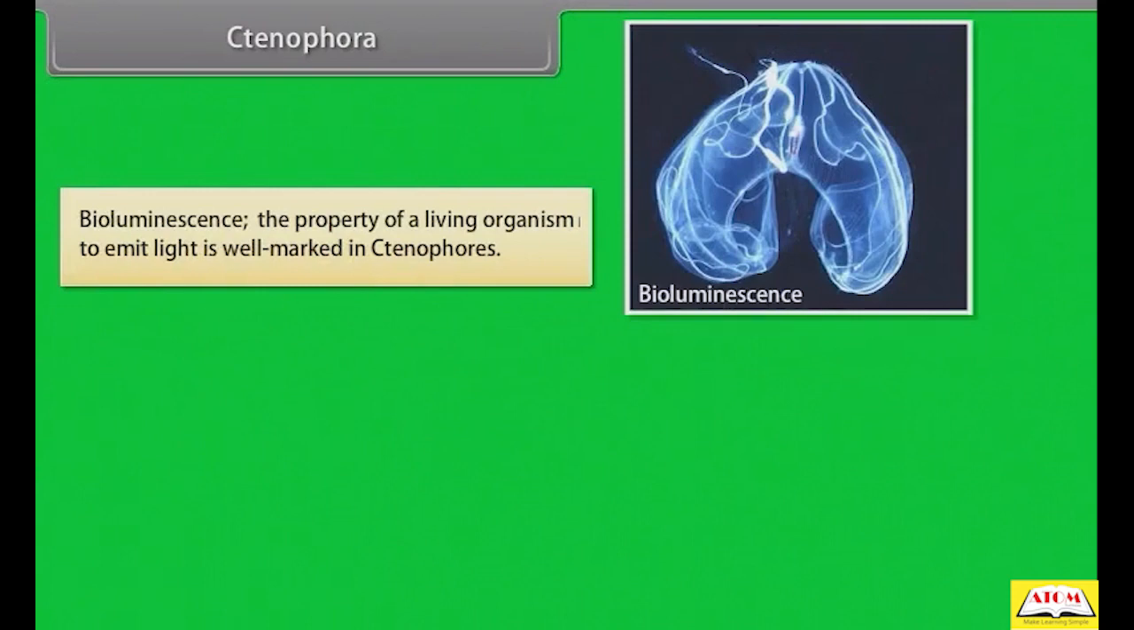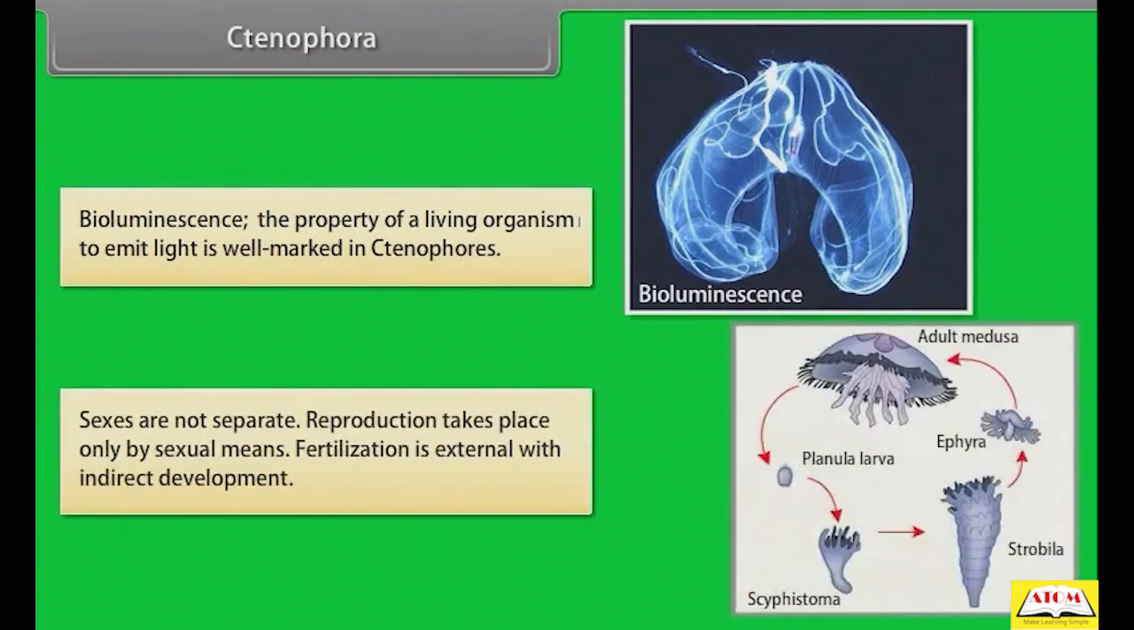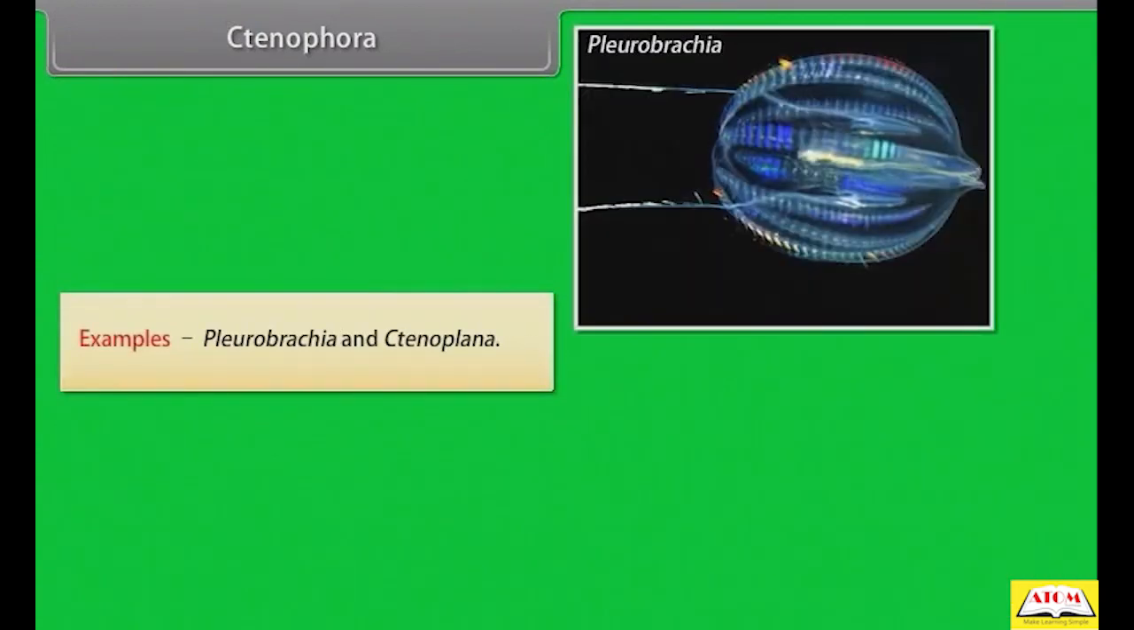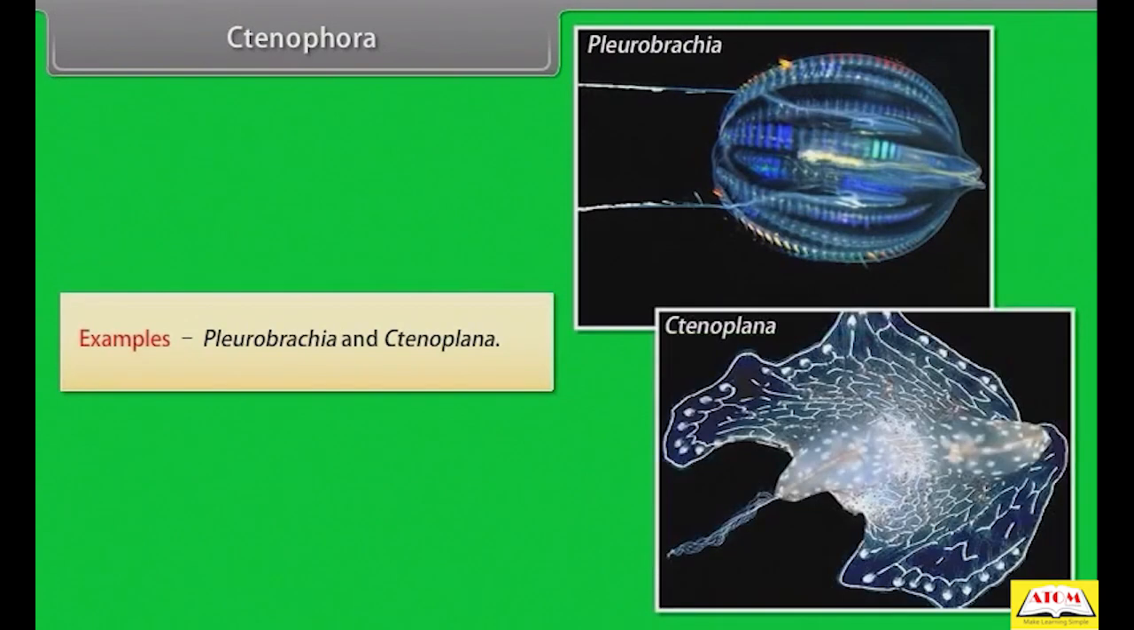Bioluminescence, the property of a living organism to emit light, is well marked in ctenophores. Sexes are not separate. Reproduction takes place only by sexual means. Fertilization is external with indirect development. Example, Pleurobrachia and Ctenoplana.